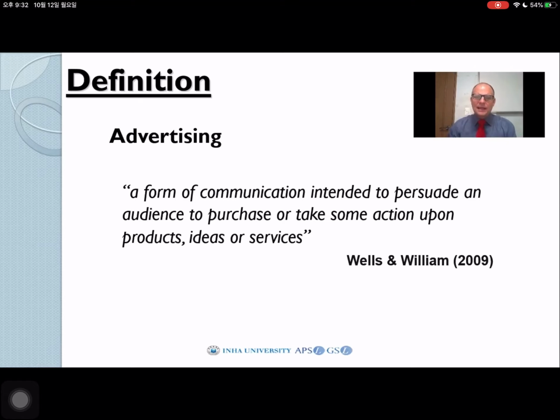It's trying to make an audience do something, whether it's an action or buying something, and that something could be a product, it could be an idea, it could be a service. So I think that's a really good definition of what advertising is. It really covers all the ideas of advertising. So for me, that's a good one. Maybe you can find a better one though. See if you can find a better advertising definition for you. For me, I think Wells and William, they've done it well.